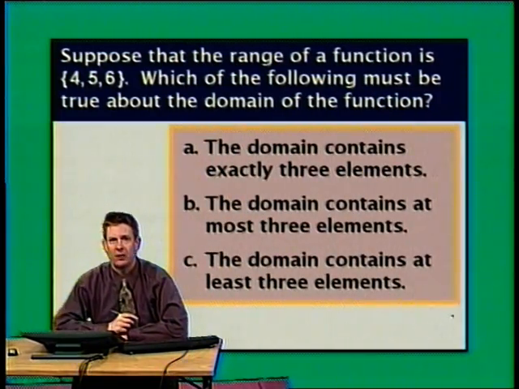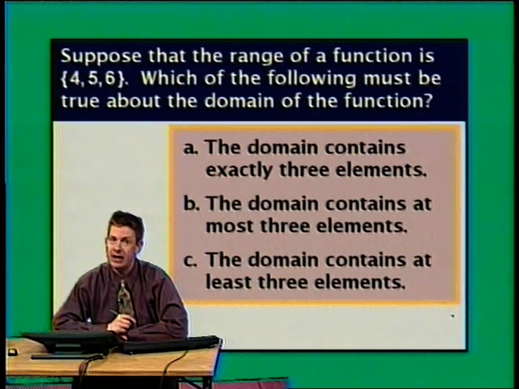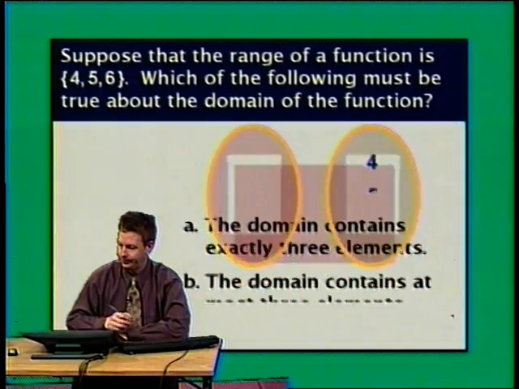Let's turn the picture around. Let's suppose that 4, 5, and 6 were the numbers in the range. What do we know about the domain? Does it contain exactly 3 elements? Does it contain at most 3 elements? Or does it contain at least 3 elements?